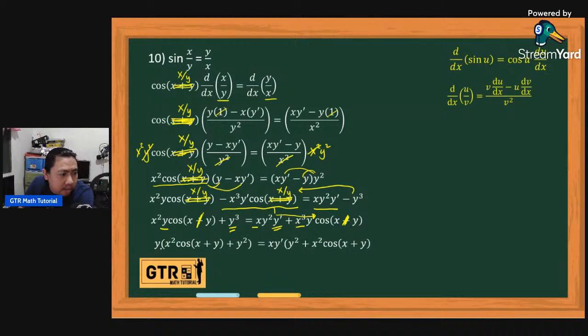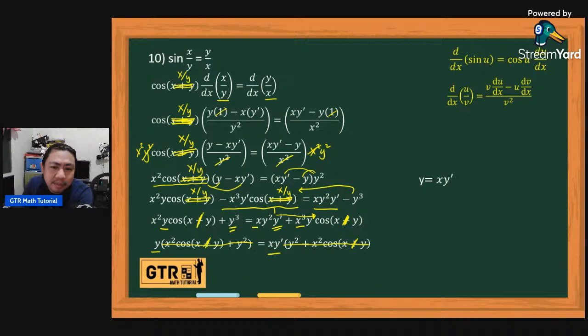Okay, so factor out y. So we have x squared cosine of x over y plus y squared equals x y prime times y squared plus cosine of x over y. Kung mapapansin nyo, these are the same term: x squared cosine of x over y plus y squared, and y squared plus x squared cosine of x over y. So we can cancel this since it's the same term. So therefore, what's left is y equals x y prime.